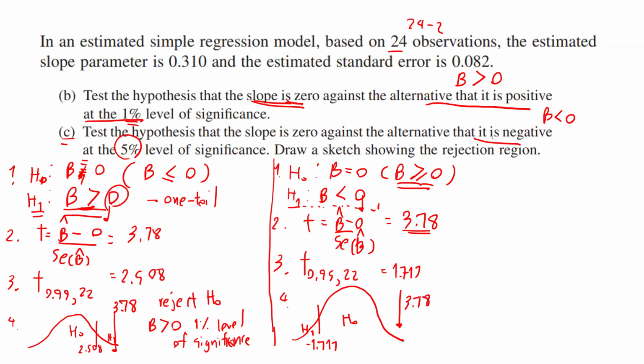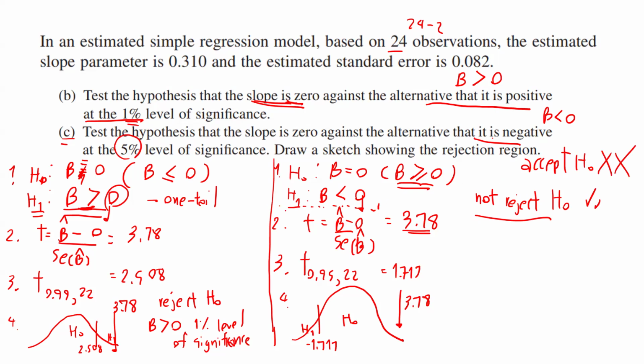Now H1, but this time, since your calculation is the positive 3.78, what will you answer this one? Reject or not reject? Not reject. Can I write down accept H0? No. You can write that you do not reject H0. This is a correct answer. Do not say accept H0.